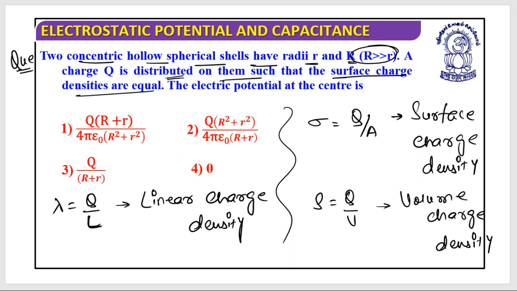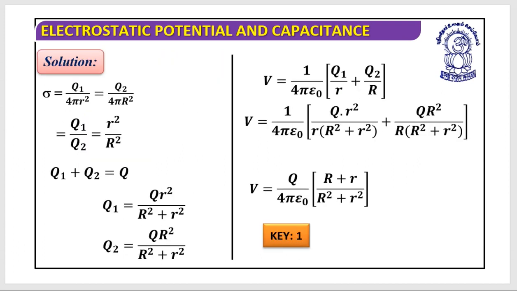Here they say the surface charge density is equal, so their charges would be unequal. And you need to find the electric potential at their center. So how could you do this? First, let's have a rough sketch of it. This is the center, and this inner shell is smaller, having a radius of r.